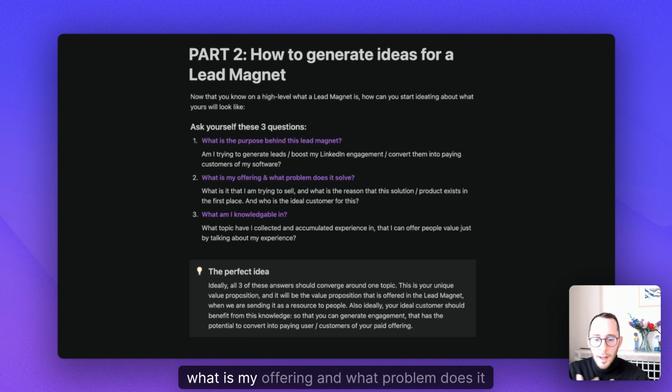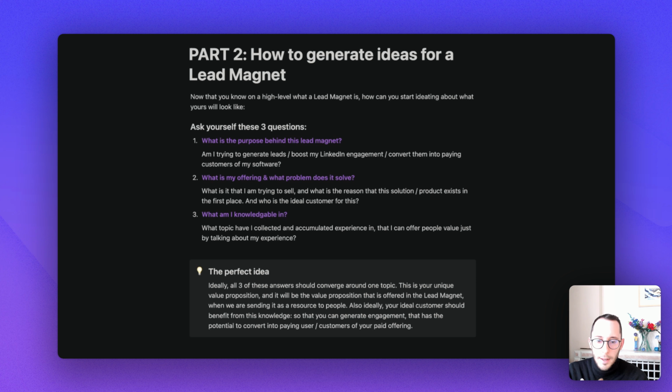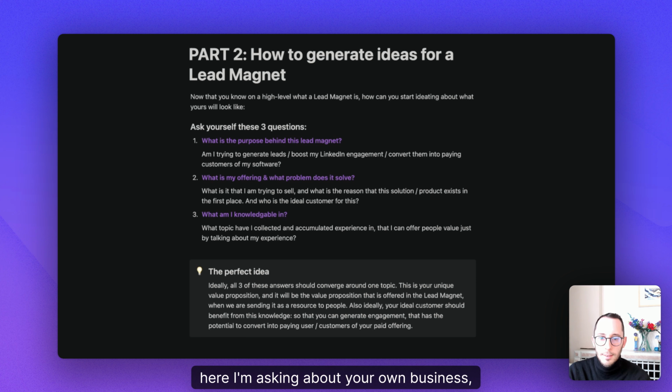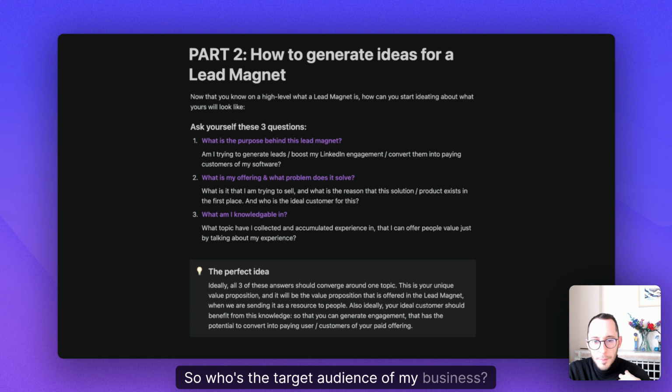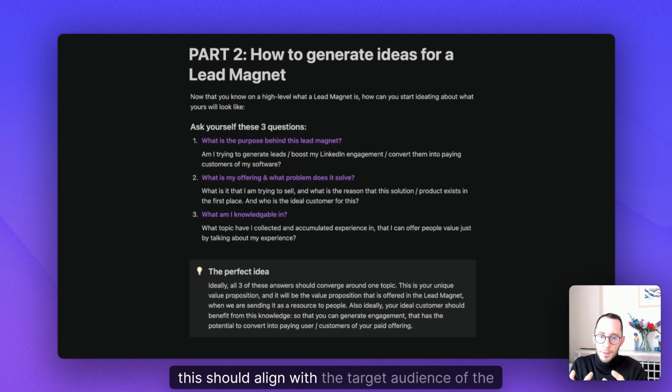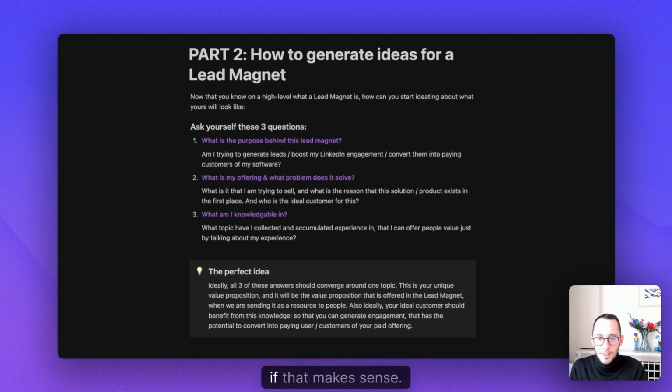Second, what is my offering and what problem does it solve? Here I'm asking about your own business, not just this lead magnet. What am I offering to customers, and what problem does it solve, and for whom? Who is the target audience of my business? Ideally, this should align with the target audience of the lead magnet, if that makes sense.